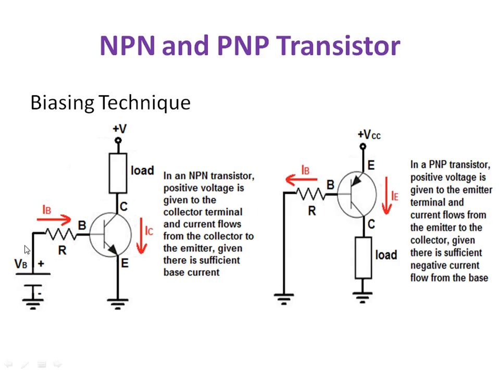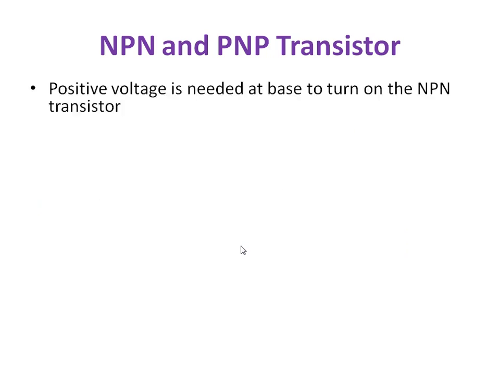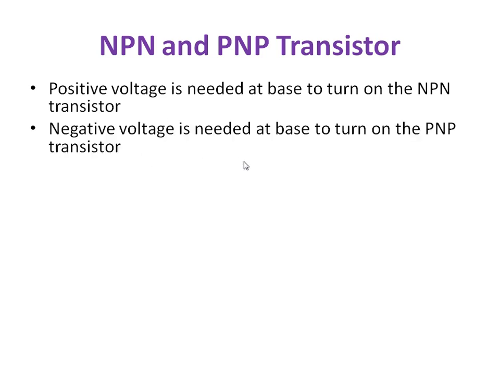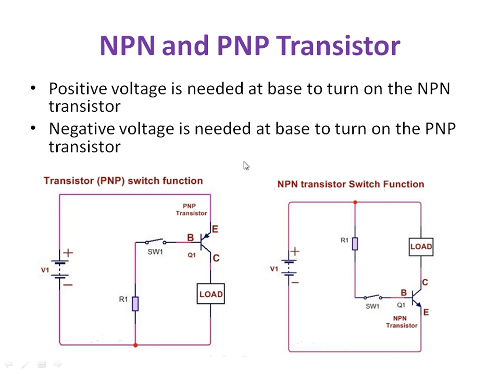And one more difference is that here we are applying positive base current, here we are applying negative base current. So positive voltage is required at base to turn on the NPN transistor. Here negative voltage is needed at base to turn on the PNP transistor.